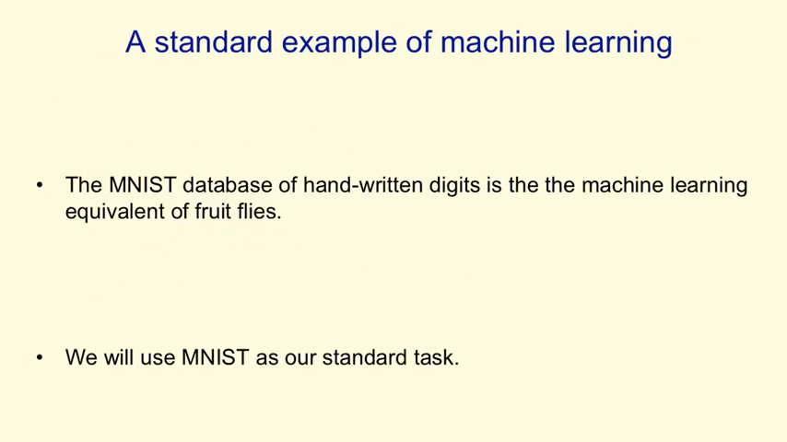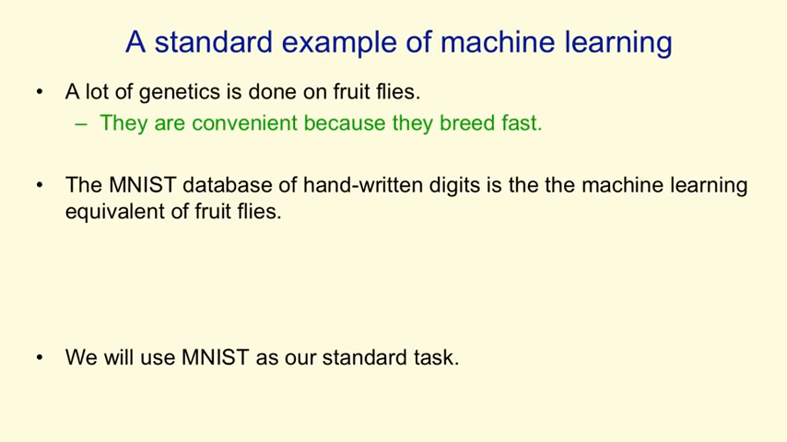So in this course, I'm going to use a standard example for explaining a lot of the machine learning algorithms. This is done in a lot of science. In genetics, for example, a lot of genetics is done on fruit flies. And the reason is they're convenient. They breed fast, and a lot is already known about the genetics of fruit flies.